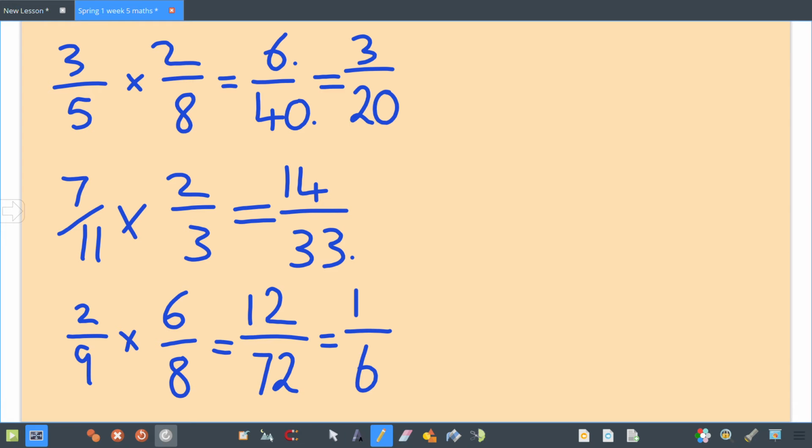Right, let's have a look at a question if it's a fraction multiplied by a... Oh, my board isn't working anymore. There we go, just change page. A fraction multiplied by a whole number.